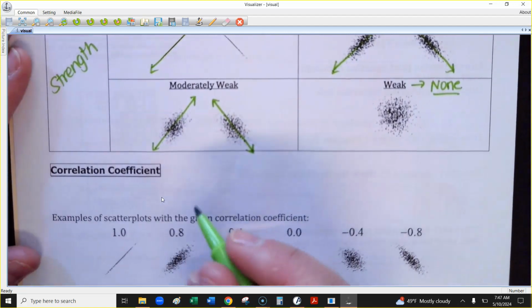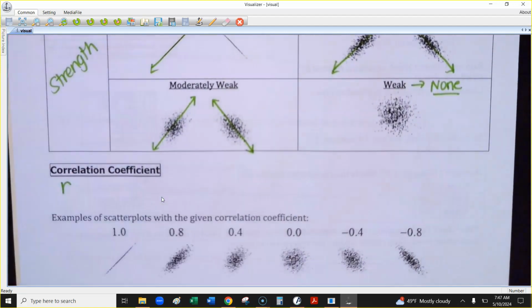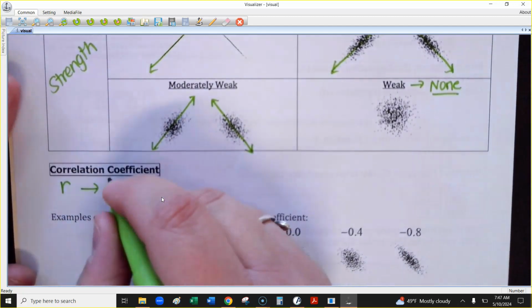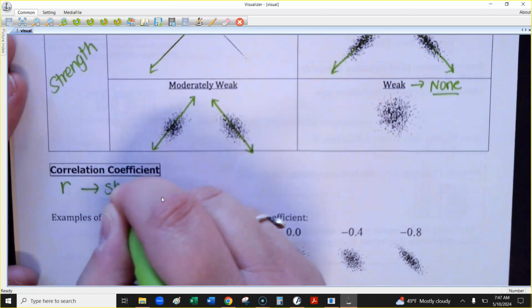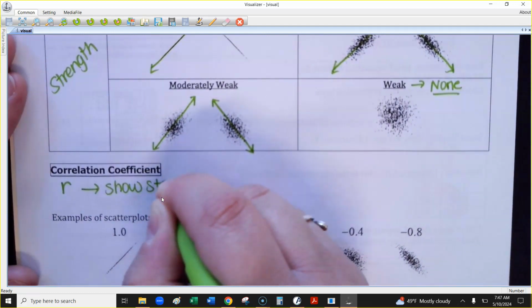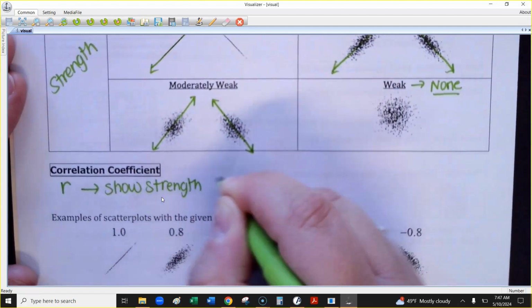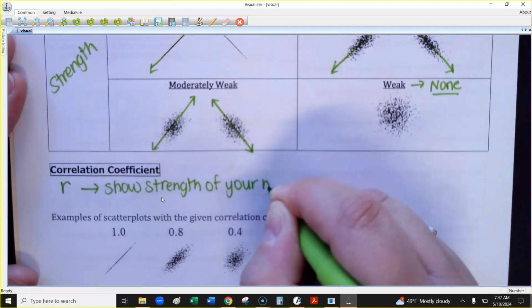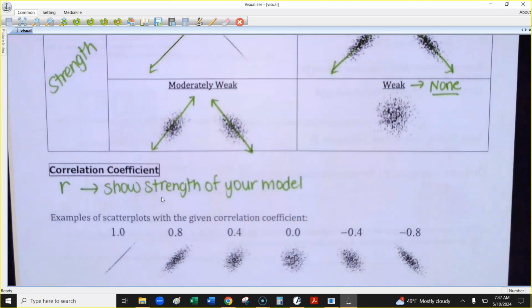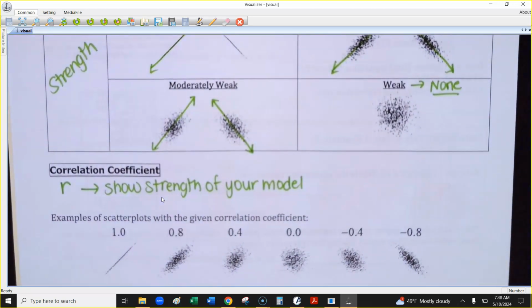Okay, the correlation coefficient, they're going to use the letter R in the calculator to represent this. This is the typical variable for this. And this correlation coefficient is going to show the strength of your model. Whether you decide it's a line, a quadratic, or an exponential, this is going to relate how strong it is.